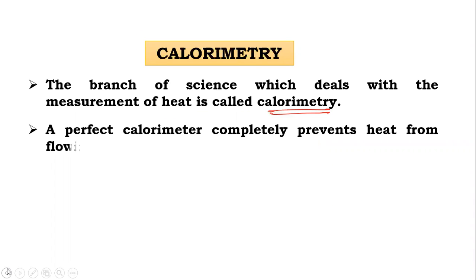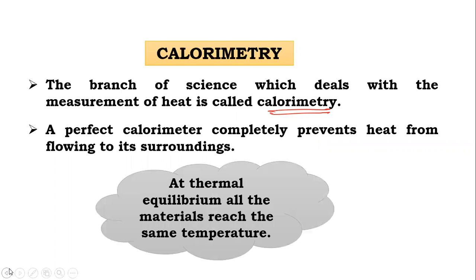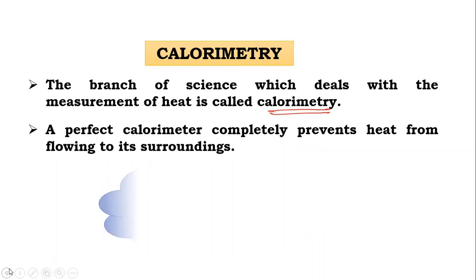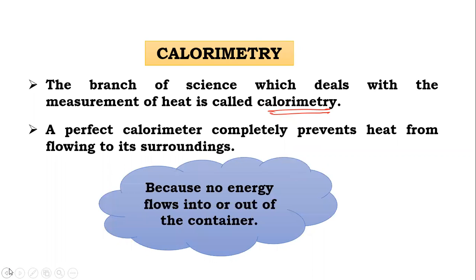Now here, a perfect calorimeter completely prevents heat from flowing to its surroundings. Means inside to outside, heat is not flowing. At thermal equilibrium, all the materials reach the same temperature. Means when two bodies having different temperatures come in contact, then after some time they are in thermal equilibrium. Means they attain the same temperature. And here, no energy flows into or out of the calorimeter, means the container.